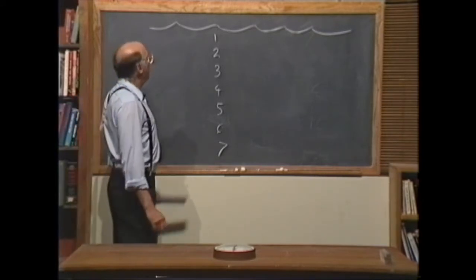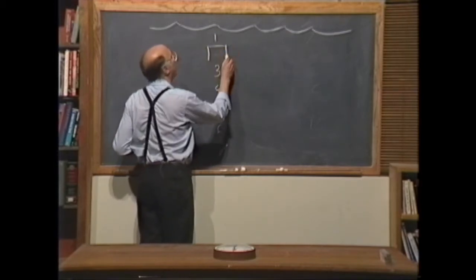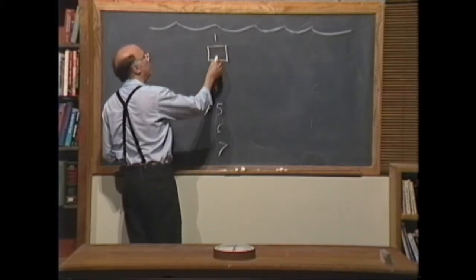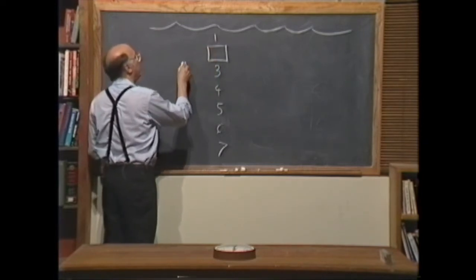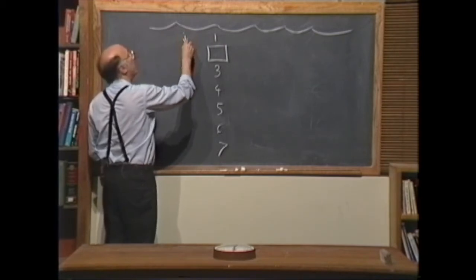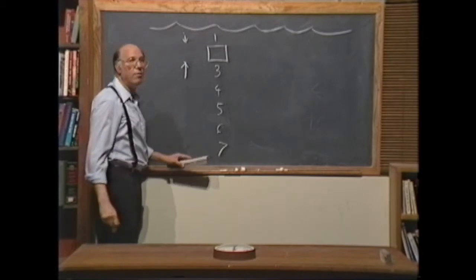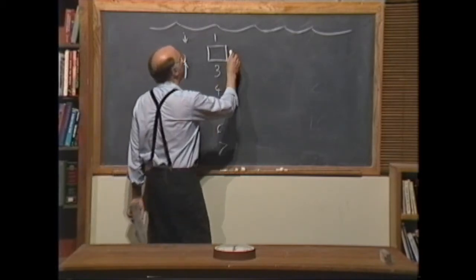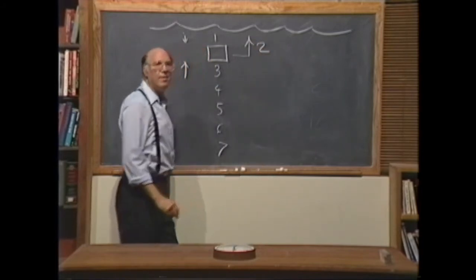Now, let's put the block right here where the 2 was. I erased the 2 and I put the block here. Well, how many pounds are pushing up on the bottom? 3 pounds pushing up on the bottom. How many pounds are pushing down on the top? 1 pound is pushing down on the top. Well, if you have 3 pounds pushing up and 1 pound pushing down, what's the net force? The net force is 2 pounds pushing up.